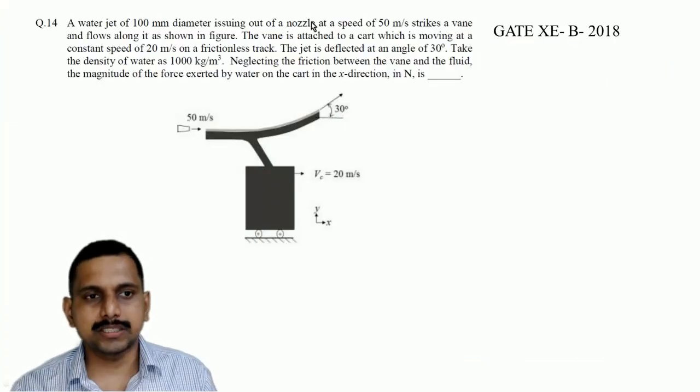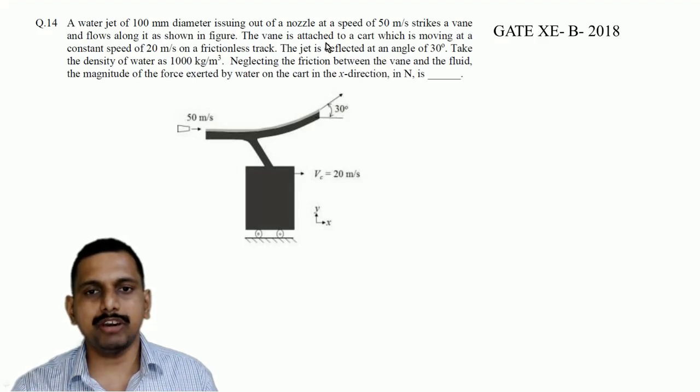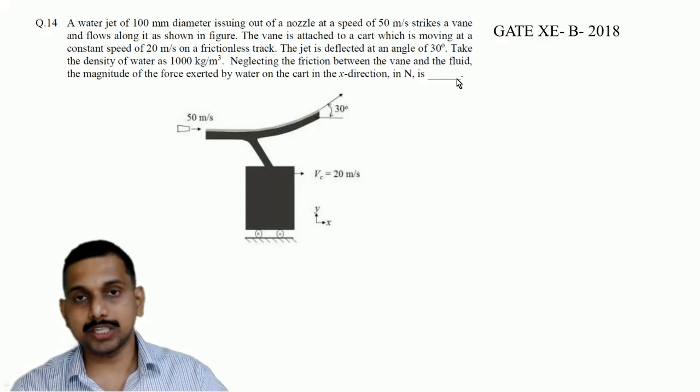Okay, the problem is like this: a water jet of 100 mm diameter issuing out of a nozzle at a speed of 50 meters per second strikes a vane and flows along it as shown in the figure. The vane is attached to the cart which is moving at a constant speed of 20 meters per second along a frictionless track. The jet is deflected at an angle of 30 degrees. Take the density of water to be 1000 kg per meter cube, neglecting the friction between the vane and the fluid. The magnitude of force exerted by the water on the cart in the x direction in Newton is... by the water on the cart.